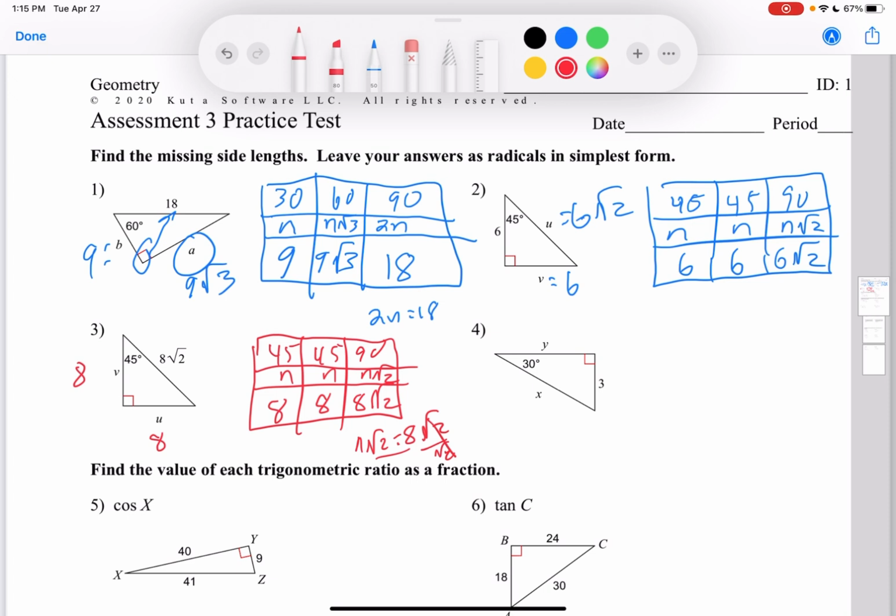And the last one, we've got a 30, 60, 90. So we've got a 30 is n, a 60 is n radical 3, and 90 is 2n. They give us the side opposite the 30, so that's 3 radical 3, and that's 6. And you're done. Nothing left to do with 1 through 4.